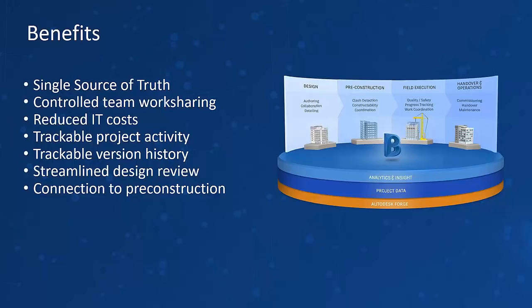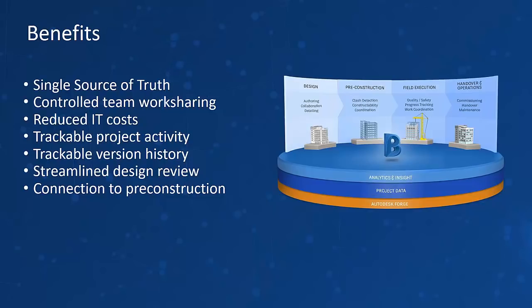You'll see this graphic a bit on our websites in terms of the high-level points in terms of design, pre-construction, field execution, operation, handover, how it's all connected via Forge. Today we talked about BIM 360 Design, which is the authoring, collaboration, and then the detailing when we're bringing out our CAD data. It's the single source of truth, all connected via Forge. It allows you to control the teamwork sharing with the different permissions. It's going to reduce IT costs instead of having to sit there for 4 hours on a Friday downloading and relinking files. You can track all the information on the project delivery.